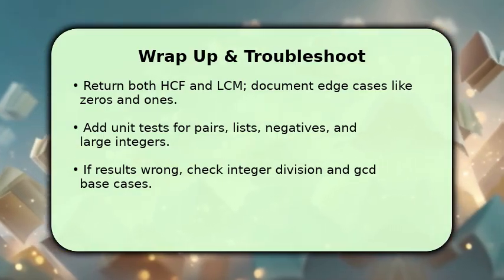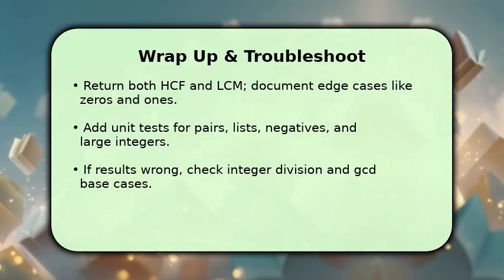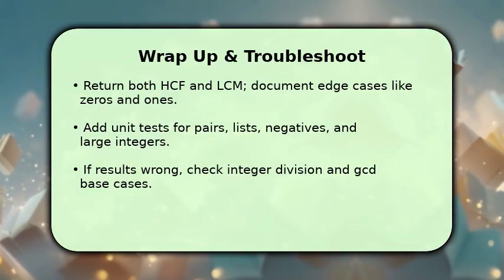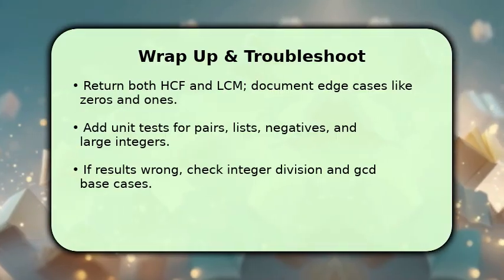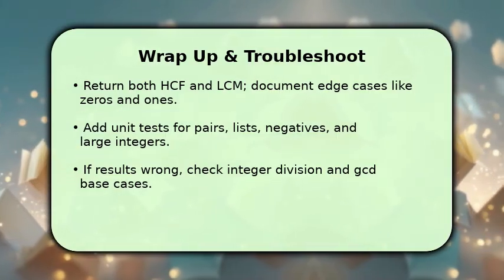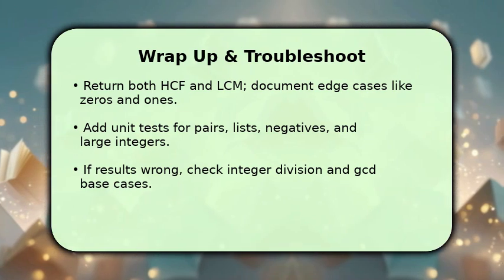If something breaks, first verify you used integer division and that GCD handles 0 correctly. Often bugs come from wrong base cases or accidental float division. Once fixed, rerun tests and you're done.